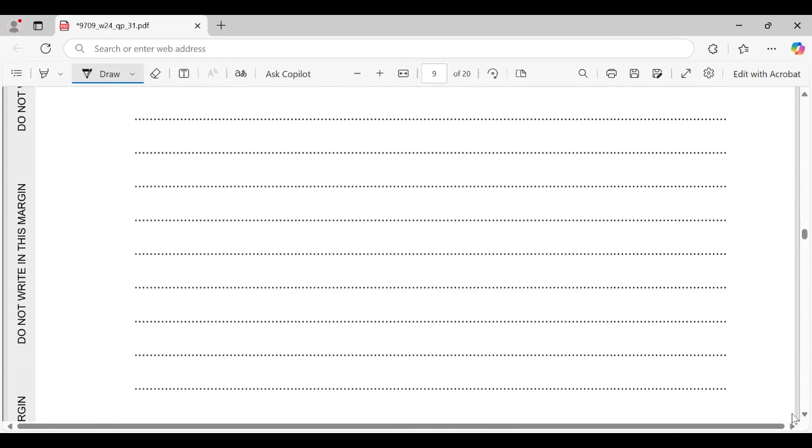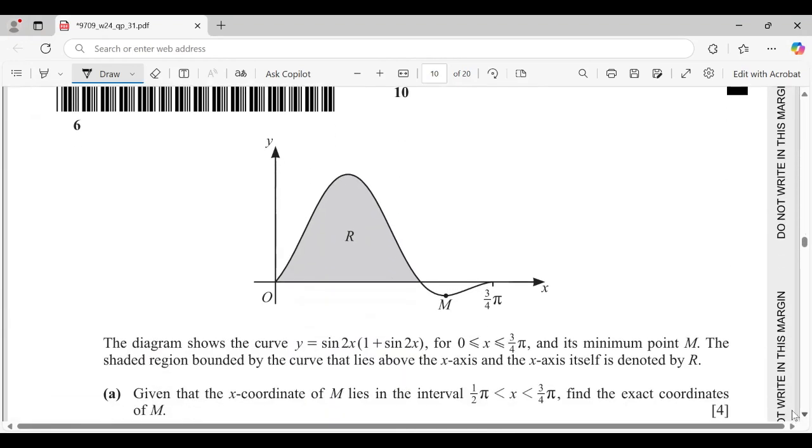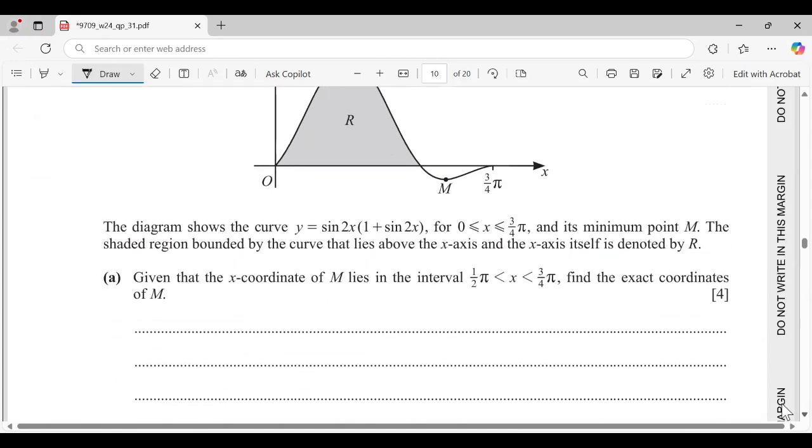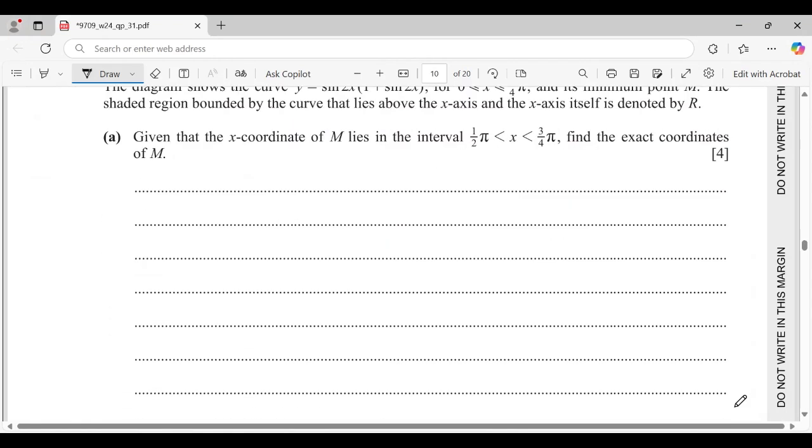Next question. Number 6. The diagram shows the curve y equals sin x times (1 plus sin x) for x in the interval 0 to 3/4 pi, and its minimum point M. The shaded region bounded by the curve that lies above the x-axis, and the x-axis itself, is denoted by R. Given that the x-coordinate of M lies in the interval 1/2 pi to 3/4 pi, find the exact coordinates of M.